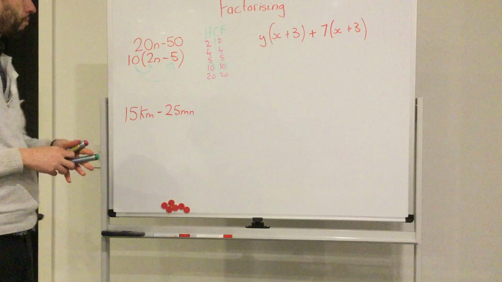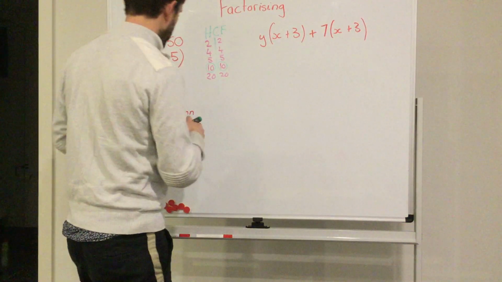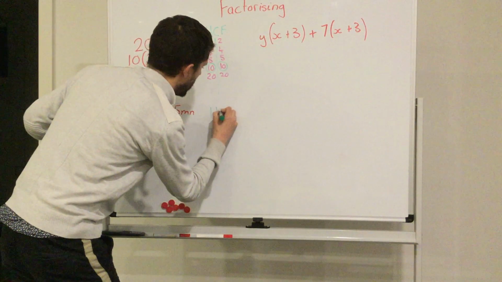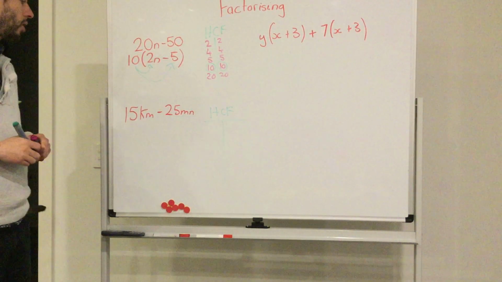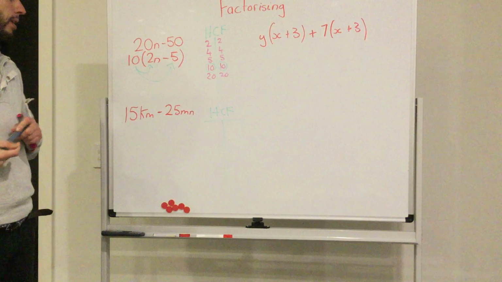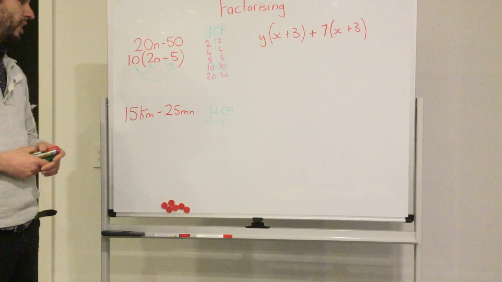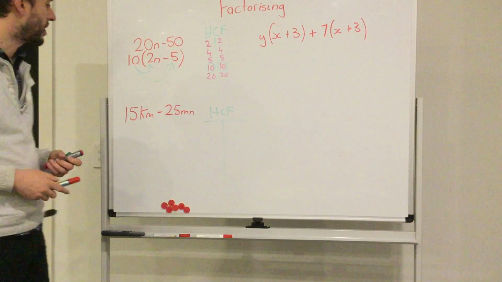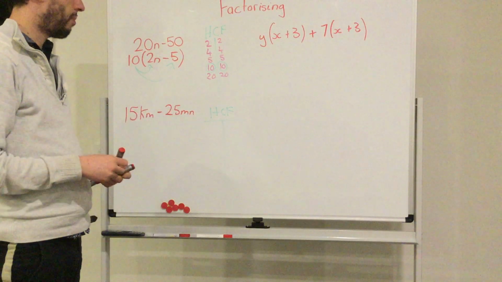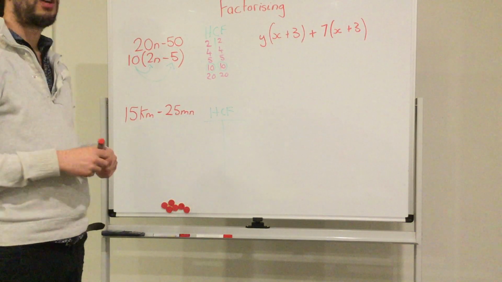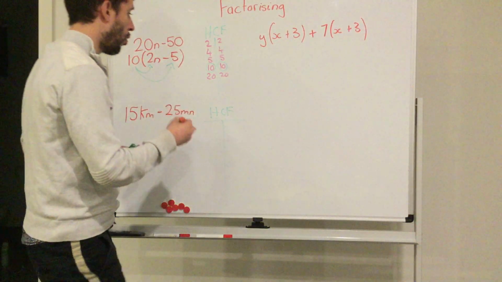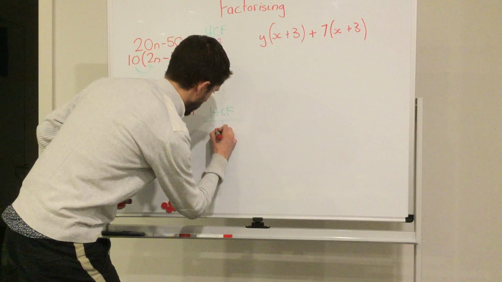Let's go down and look at the HCF of our next equation. So we've got 15km take 25mn. Now the first thing I need to be thinking about is what is common with the letters. Well, so far I can see that they both have m. So m will always be part of it on both sides.